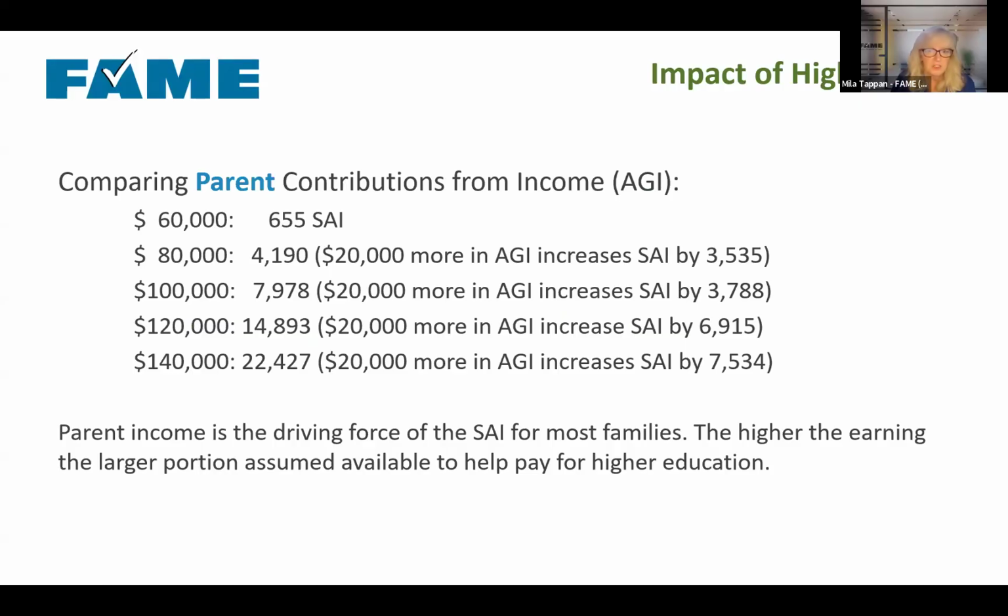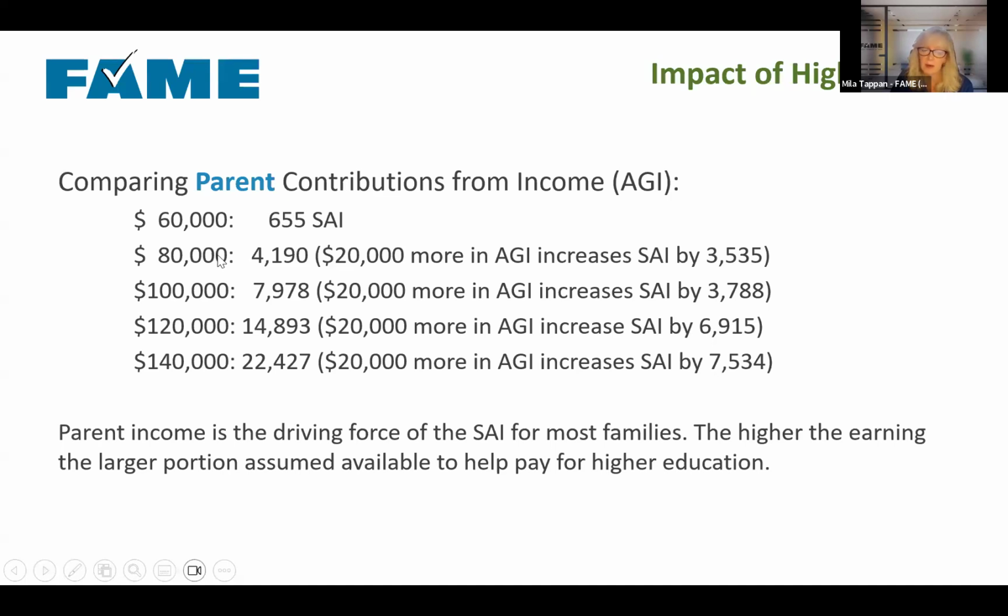Okay. So parent contributions from income. Let's just focus on the income a little bit. As we've spoken about, the parent income is a driving force behind the SAI. So a parent that has a $60,000 income, again, I'm just being really generalized. There are other details that could impact the SAI, but just generally speaking, a parent with an income of 60,000, their SAI is going to be about 655.